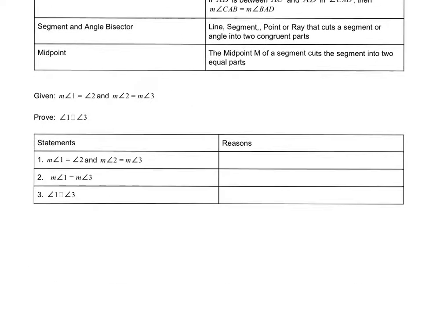So the first thing we have is, given the measure of angle 1 equals the measure of angle 2 and the measure of angle 2 equals the measure of angle 3, we want to prove angle 1 is congruent to angle 3. So our first statement says the measure of angle 1 equals the measure of angle 2 and the measure of angle 2 equals the measure of angle 3. Well, that was our given statement, so the reason for that is just going to be given.